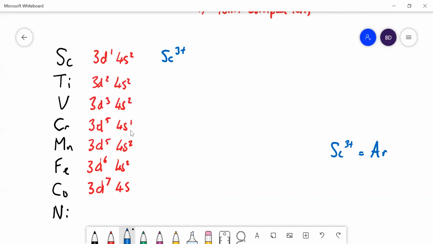And that means scandium, according to our definition, is not, strictly speaking, a transition metal, because the scandium 3+ ion, which is the only ion it forms, would have 0 electrons in its 3d shell. So it'd be 3d0. So scandium, not a transition metal.